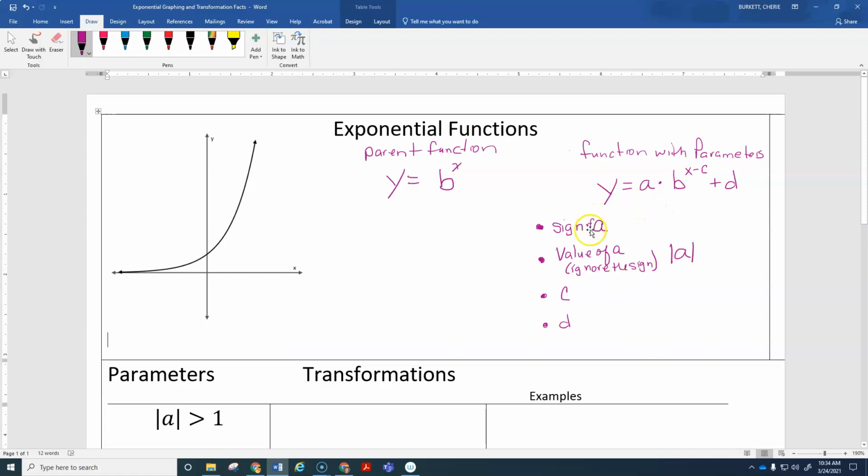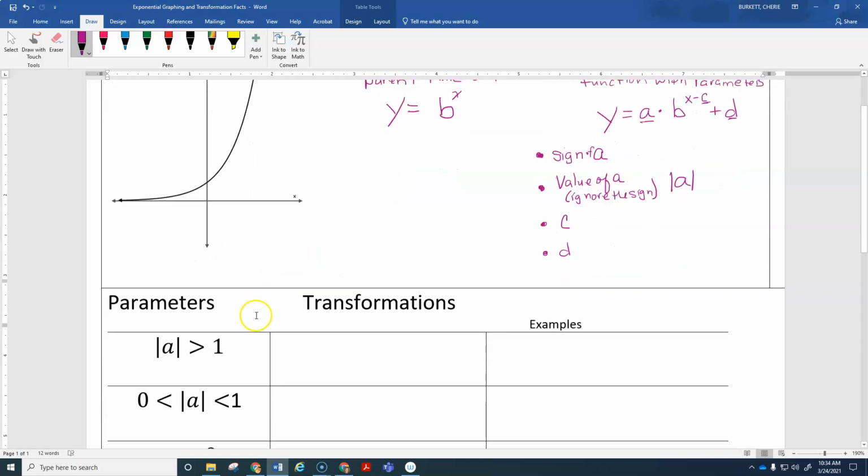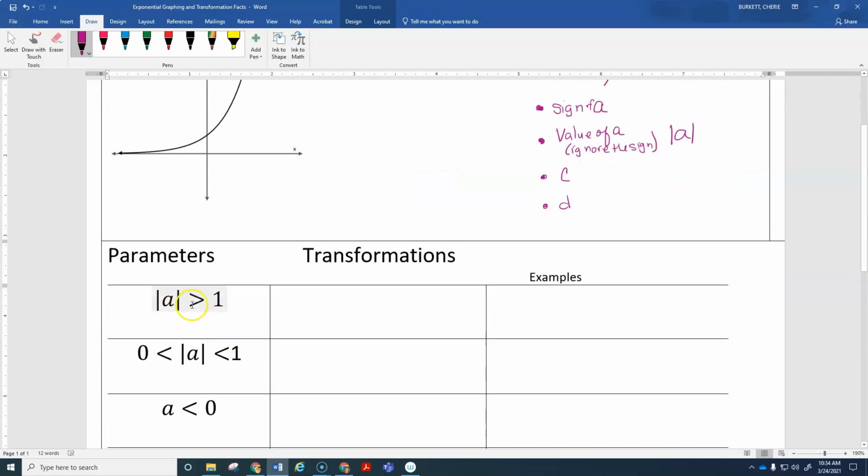The parameters, the things that we look at to cause the transformations, are the A that we see right here, this A, this C, and this D. Those are going to be the parameters that cause the transformations. And when you look down here, you see that A is being used several times. All three of these are talking about A. So you have to understand that this is three different things about A.